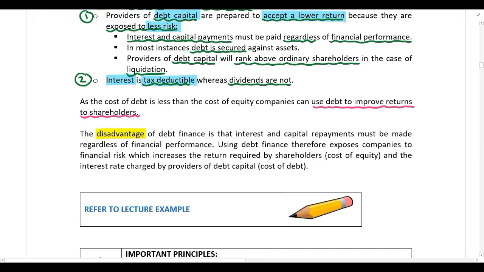And the disadvantage of debt finance is that interest and capital repayments must be made regardless of financial performance. So we are now looking at this from the perspective of the company. When we looked at it from the perspective of the bank, we said because these payments have to be made regardless of financial performance, that makes it less risky for the bank because they know they are going to get their money, and if they don't get their money, there's probably assets that they can repossess.